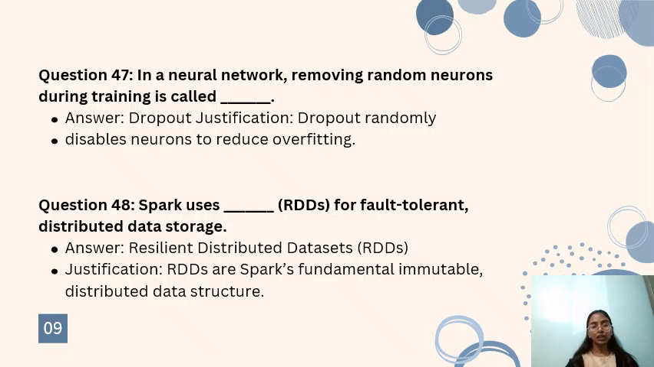Moving towards question number 47. In a neural network, removing random neurons during training is called dash. It's called dropout. Its justification is dropout randomly disables neurons to reduce overfitting. Moving towards question number 48, which says that Spark uses dash RDDs for fault tolerance, distributed data storage. Its answer will be resilient distributed dataset, RDDs. Justification will be RDDs are Spark's fundamental immutable distributed data structures.